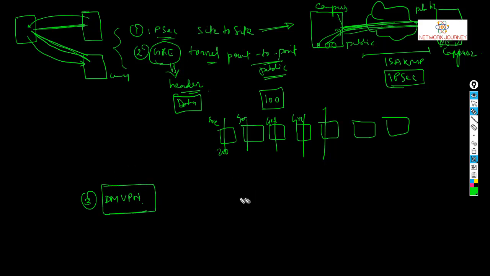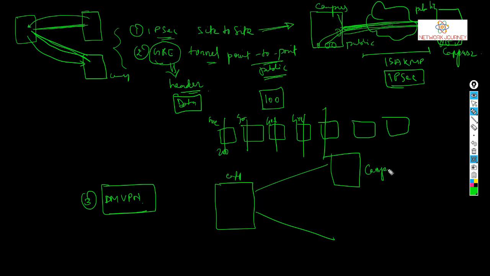In the case of DMVPN, the concept is simple. Let's say I have enterprise 1 and I have my campus 1 and campus 2. In the case of DMVPN, they form a hub and spoke relation. So this acts as the hub, and these two act as spokes. So this is spoke 1 and this is spoke 2. Now you might be wondering, this looks like an IPsec tunnel, but they are not.